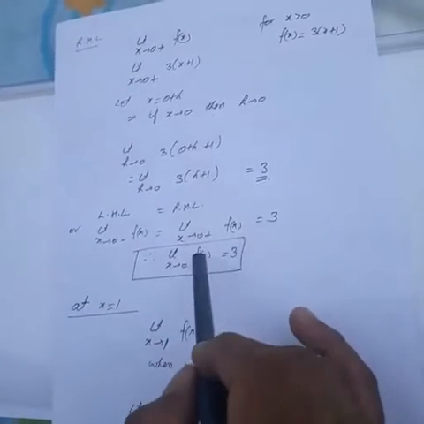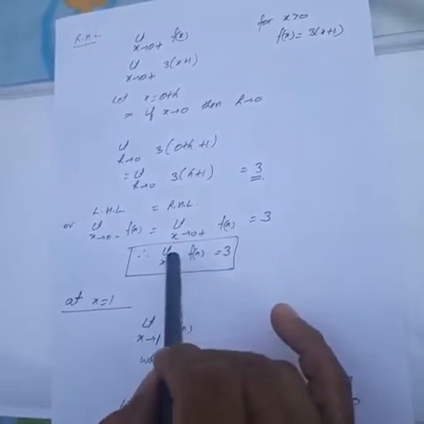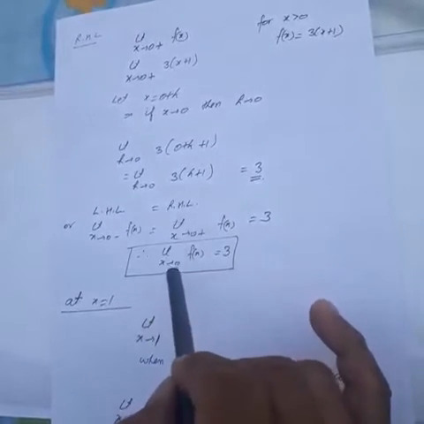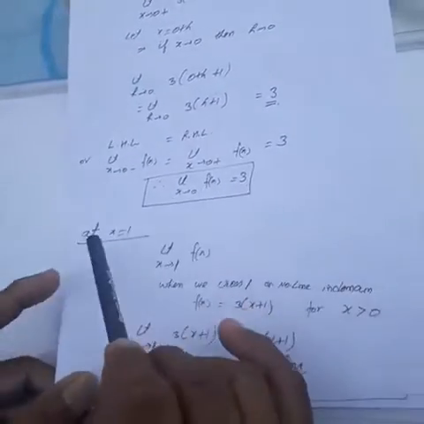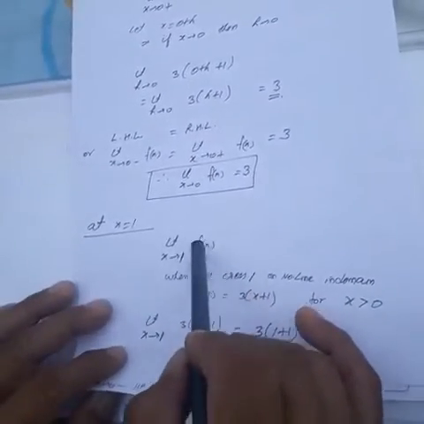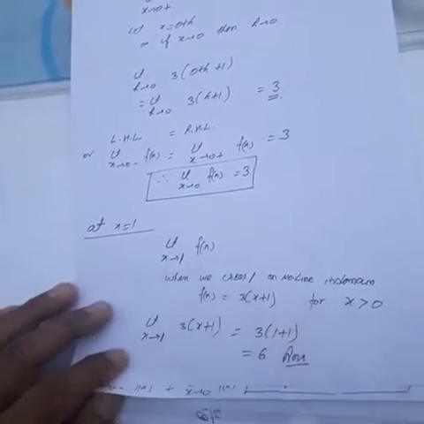So it means when the function is changing value at the point where we are evaluating the limit, then we have to evaluate the left hand limit and right hand limit separately. To understand this, evaluate the limit of this function at 1.